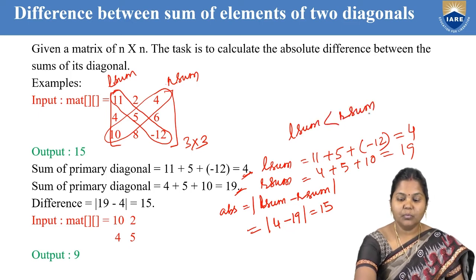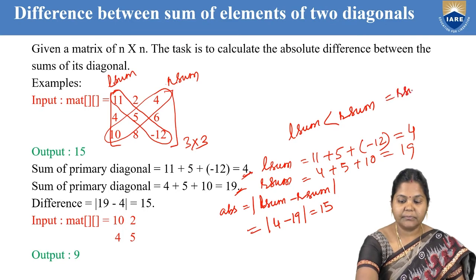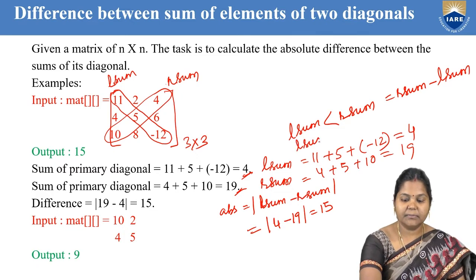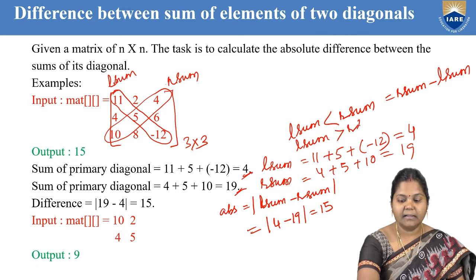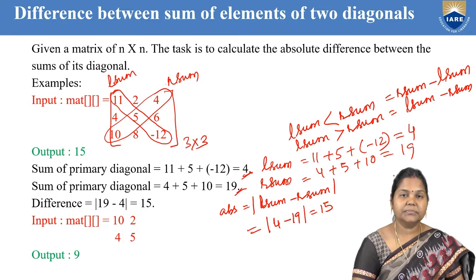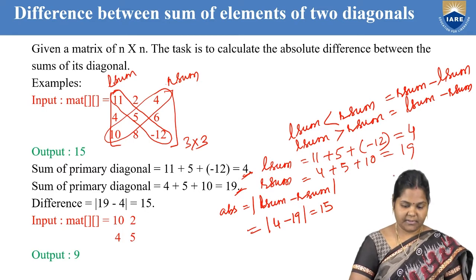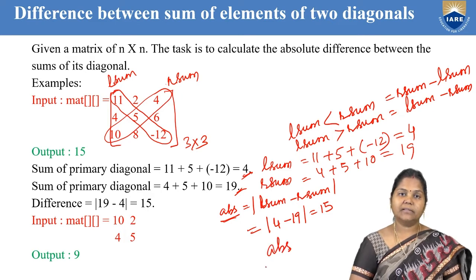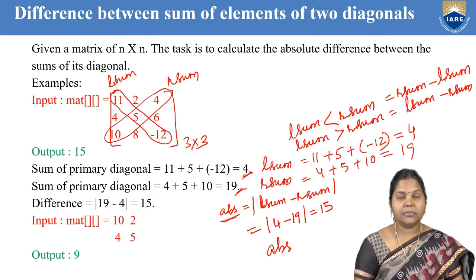Then what we will do? We will simply do R sum minus L sum to get our absolute difference. If our left sum is bigger than right sum, then we'll simply do L sum minus R sum. So, this way we can find out the absolute difference. Otherwise, whenever you do programming, we'll take the help of abs, which is there in math.h, which will compute the absolute difference between the two elements.